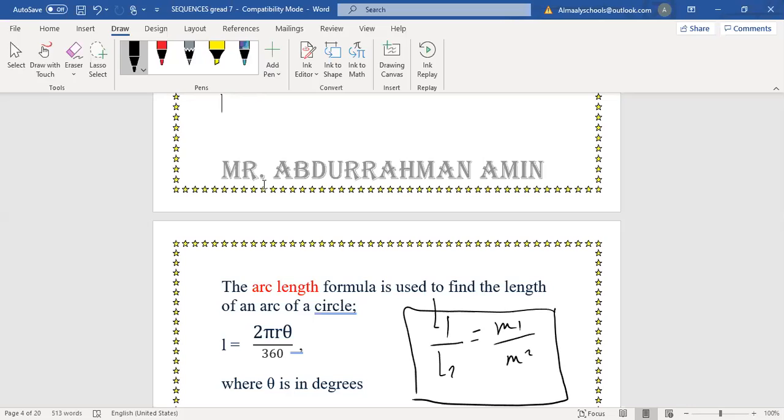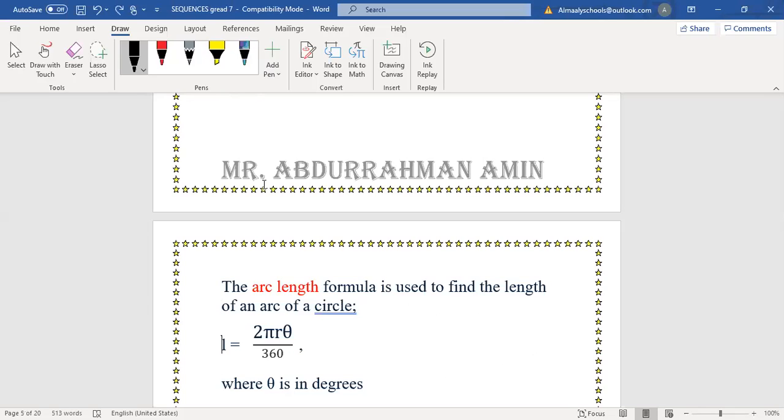So the first length is the length of the arc. The first length is the length of what? The arc. So we can name it L, the length of the arc equals L, over the length of the circle. The length of the circle is 2 pi R. What is this rule? Circumference. Yes. So the length of the circle is the circumference.